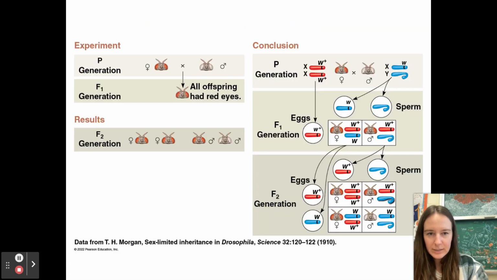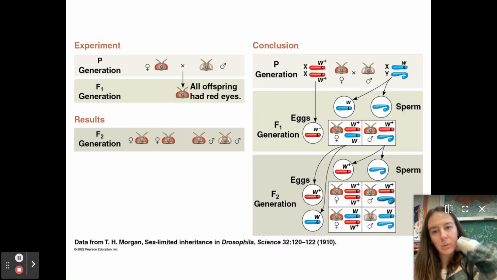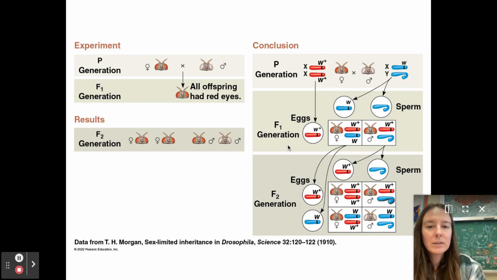So let's take a look at what he did. I know that this slide looks a little bit complex, but we're going to walk through it, and it's important that you're following along carefully so you can understand this. So he did an experiment. He took a wild-type red fly, and he crossed it with, that's a female, here's a female sign, crossed it with a mutant white-eyed male.